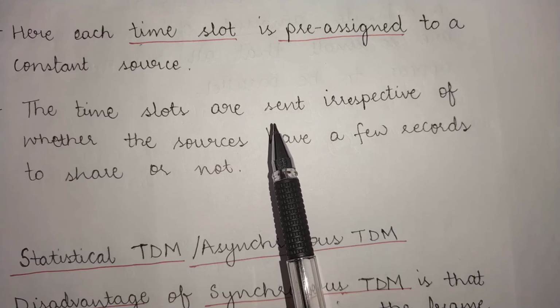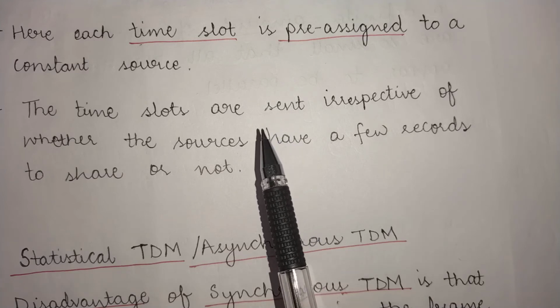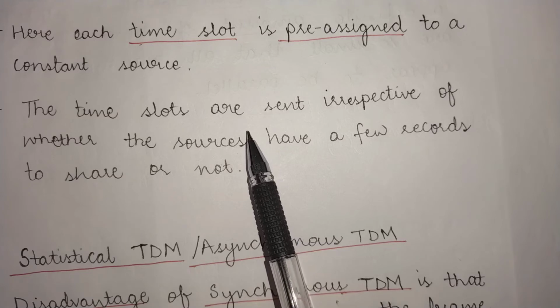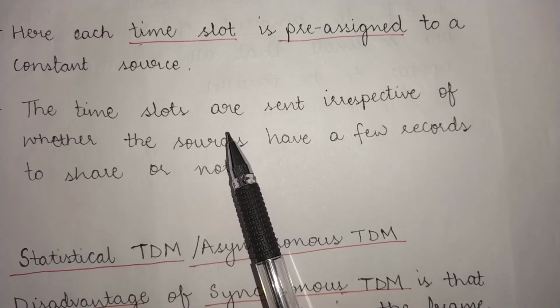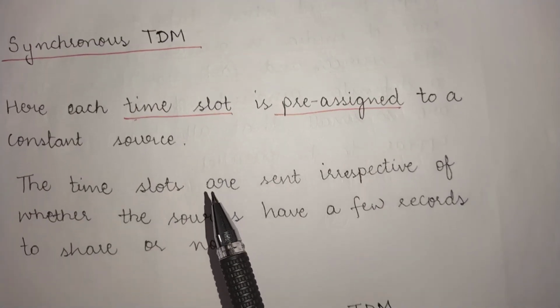And if a sender does not have any data to send during its allotted time slot, then that time slot gets wasted and the bandwidth of the channel for that particular time slot is not utilized, right? So this is the concept of synchronous time division multiplexing.